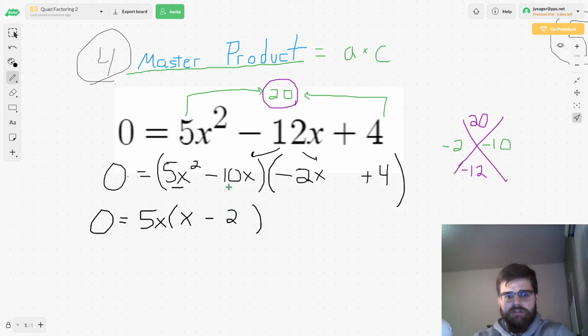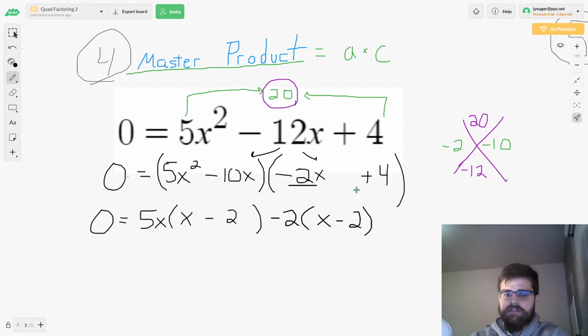I looked at these two terms here and I took out 5x. Right, I'm thinking backwards, I'm undistributing. 5x times x is 5x squared. 5x times -2 is -10x. On the other side, I'm looking at what can I take out here. I'm going to take out a -2. That's going to leave me behind with x minus 2.